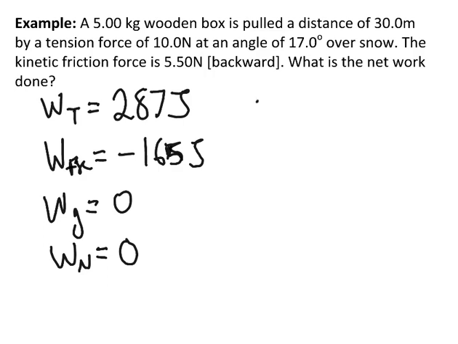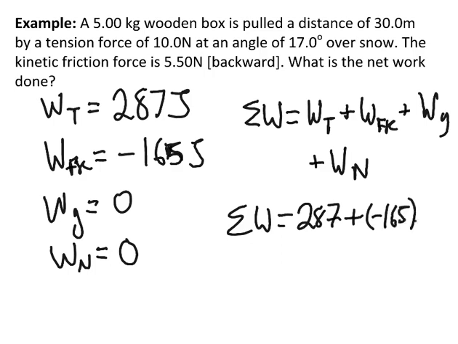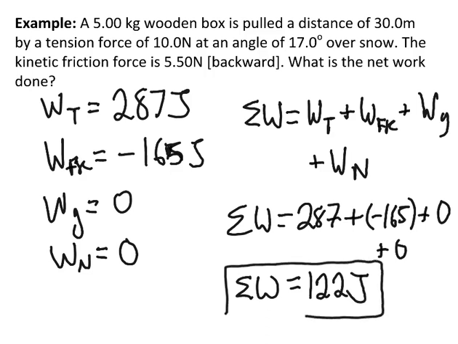So when you want to find the net work, all you have to do is add those numbers up. There's no X and Y components here. You're just going to add up the work done by tension, the work done by friction, the work done by gravity, and the work done by the normal force. So that net work is just going to be the 287 joules plus the negative 165 joules plus 0 for gravity's work and 0 for the work done by the normal force. So that gives us a net work of 122 joules, or 122 Newton meters if you want to use Newton meters, and that's it.